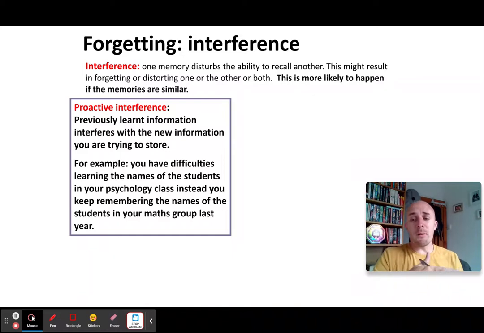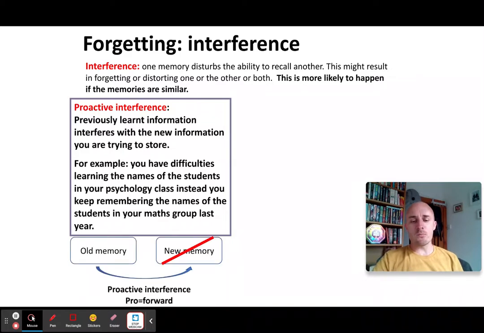So that's a good example of proactive interference. When you cannot remember newer information because older memories are impacting your ability to recall it. A good example of this as well is if I taught siblings before in different years, I accidentally call the new sibling by their older brother or sister's name. That's proactive interference. So this is when older memories affect newer memories.